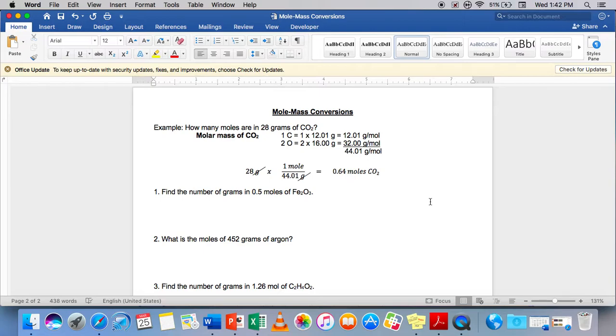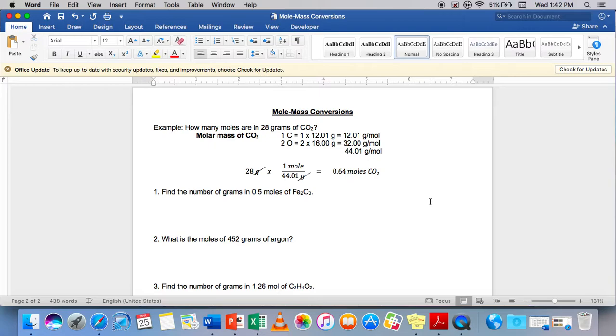You can see that the first example has been done for you. So let's take a look at it, and then we'll do another one together, and then we'll do the rest on your own. So the example says, how many moles are in 28 grams of CO2, carbon dioxide?